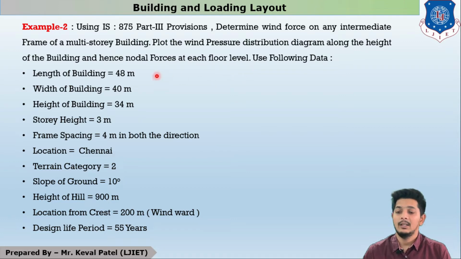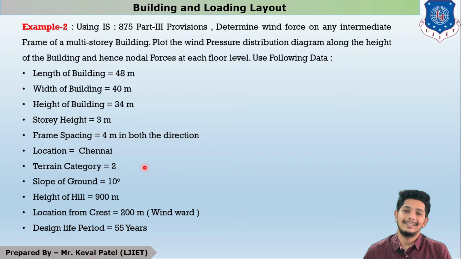Let us check. Length of the building is 48 meter, width is 40 meter, height is 34 meter. So building height is 34 meter. Story height is given as 3 meter. Frame spacing 4 meter in both the directions. So we can say bay width in both the directions is 4 meter. Location Chennai. Terrain category given as 2.